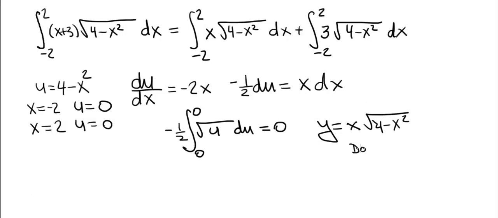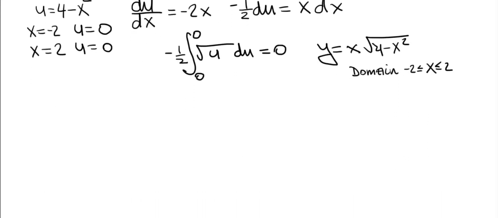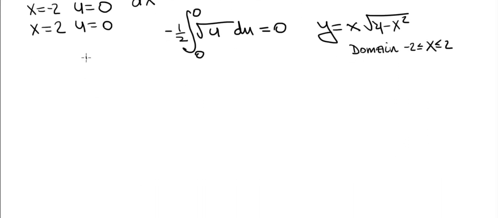The domain of this function is all values of x between minus 2 and 2, because if we put in 3 or minus 3 or minus 5, we end up with a negative inside the radical, which is undefined. So that's the domain, and we now graph this. So here is minus 2, 2, and let's put a 0 right here.